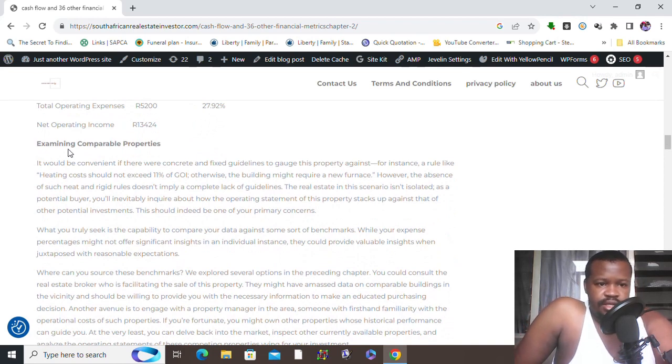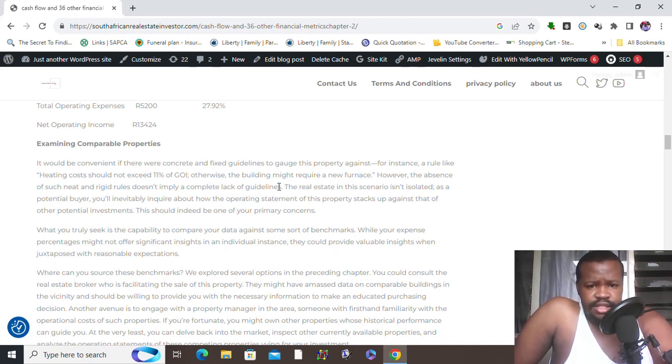Now, examining comparable properties, basically just trying to compare different properties. It would be convenient if there were concrete and fixed guidelines to gauge this property against. For instance, a rule like heating costs should not exceed 11% of gross operating income (GOI), otherwise the building might require a new furnace. However, the absence of such neat and rigid rules doesn't imply a complete lack of guidelines.